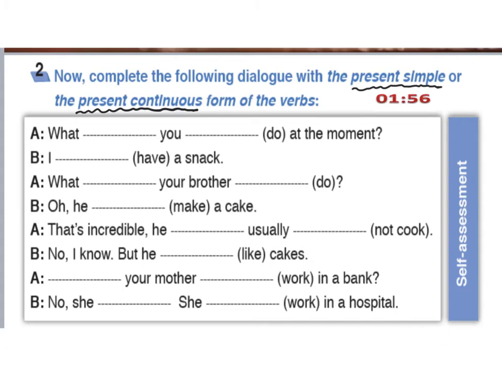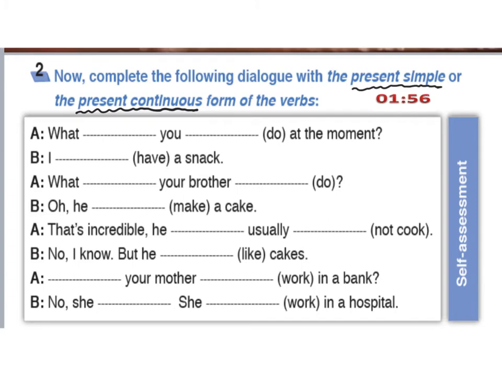With the negative, I say am not, is not, are not. With the question, I invert between the subject and the verb. Let's say verb to be. Let's try doing the dialogue, okay, with the present simple or present continuous.